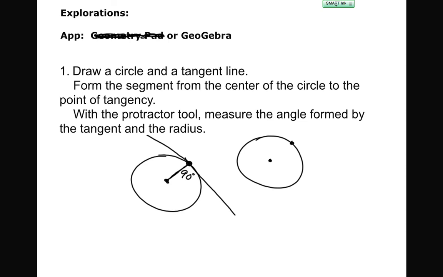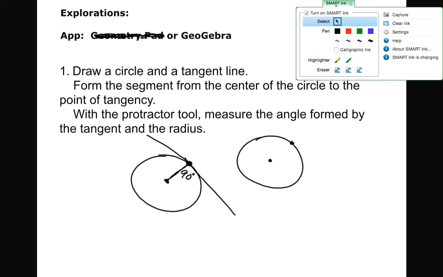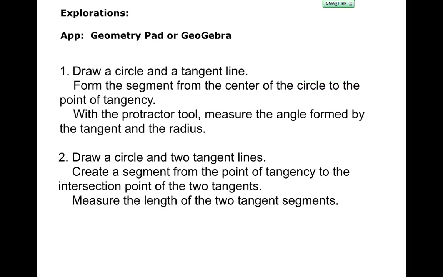Okay, so quite a few got that to work, not everybody. Let's try a second one. In the second one, draw a circle and two tangent lines. A circle and two tangent lines. And then follow the rest of the directions up there. Select the center point.